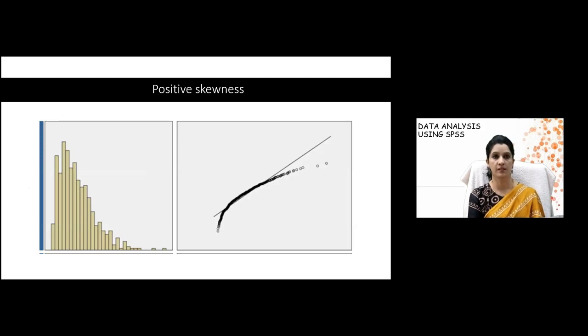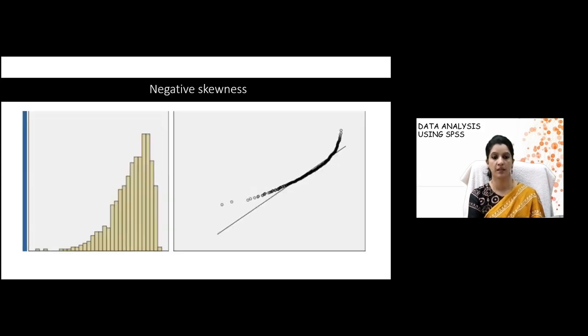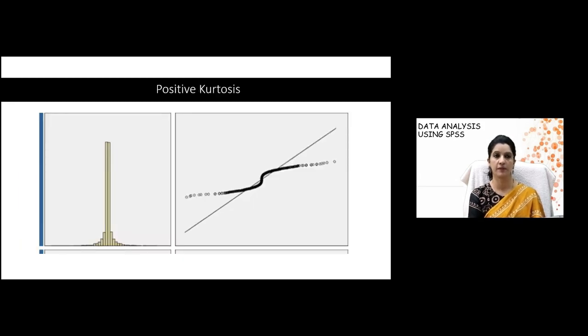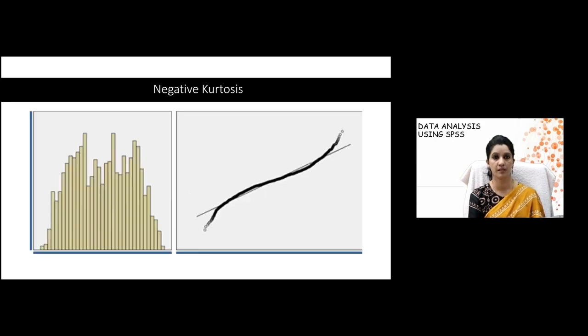So here you can see this is a graph. If it is positively skewed data, the QQ plot will appear something like this. If it is negatively skewed data, the QQ plot will appear something like this. If it is a positive kurtosis, the QQ plot will appear like this. And if it is a negative kurtosis, the QQ plot will appear like this.